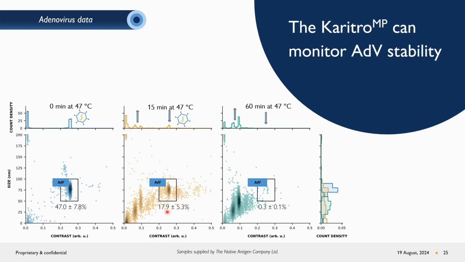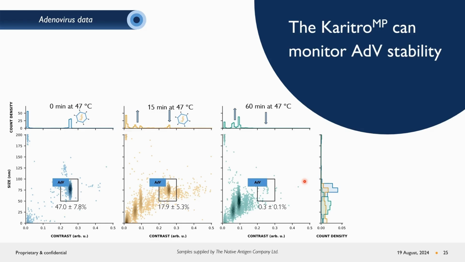other populations at lower contrast, so lower mass, as well as lower size. At 60 minutes, so after 1 hour, what we observe is the increase of the presence of these additional new populations that are likely degradation product and the disappearing of the adenovirus population. To conclude, the Karitro can be used as a fast tool to monitor adenovirus stability and to study the presence of new emerging degradation product.